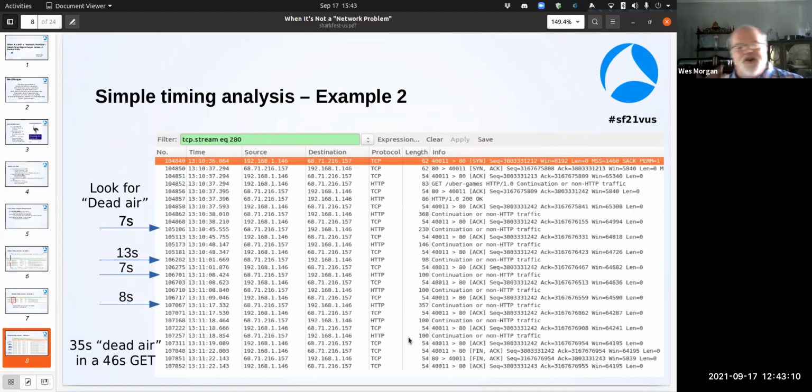And that's a situation where you almost always want to go back to those application folks and say, all right, what's going on with this GET, right? If I hand you this GET, what's going on behind the scenes, and why should there be 7-second delays, 13-second delays? And there's very rarely a good answer for that question. You have probably found a significant problem.